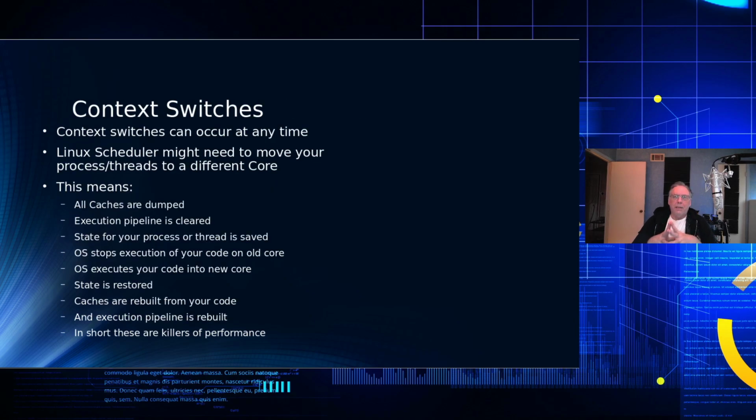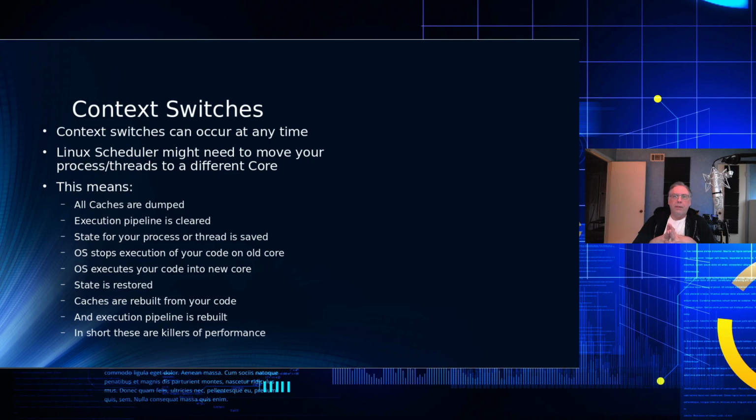The killer: context switches. Context switches occur whenever Linux needs to roll your application out, do a page, change out the code pages, or it needs to stop your application because another high priority application has come in and is demanding resources that your application is using. So context switches can occur at any time. There's no set schedule for those to occur at all. So the bottom line is that the Linux scheduler might need to move your code to another CPU. And so when that happens, we get a lot of overhead.